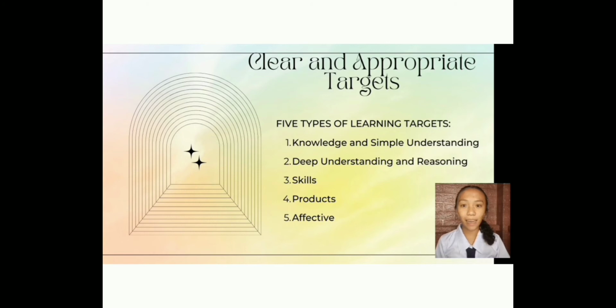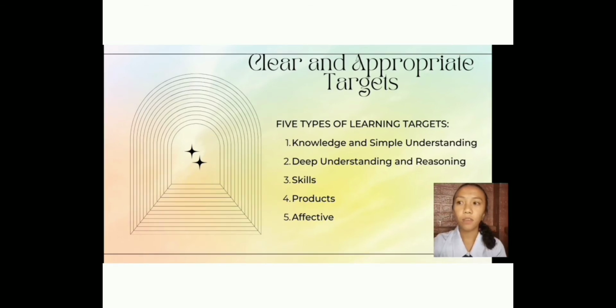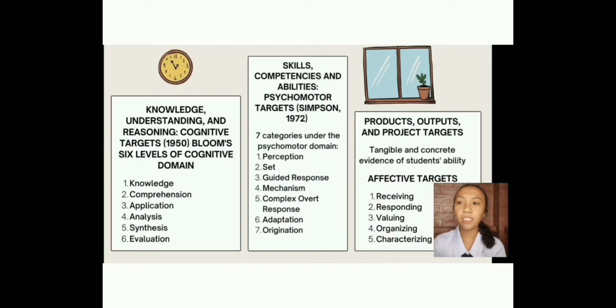I am here to report about clear and appropriate targets. Assessment can be made precise, accurate, and dependable only if what is to be achieved is clearly stated and feasible. There are different types of learning targets depending on the domain in focus. Manzano and Kendall 1996, as cited by Buendicho 2010, cited 5 types of learning targets. We have knowledge and simple understanding, deep understanding and reasoning, skills, products, and affectives. Okay, so let's now proceed to the first one.